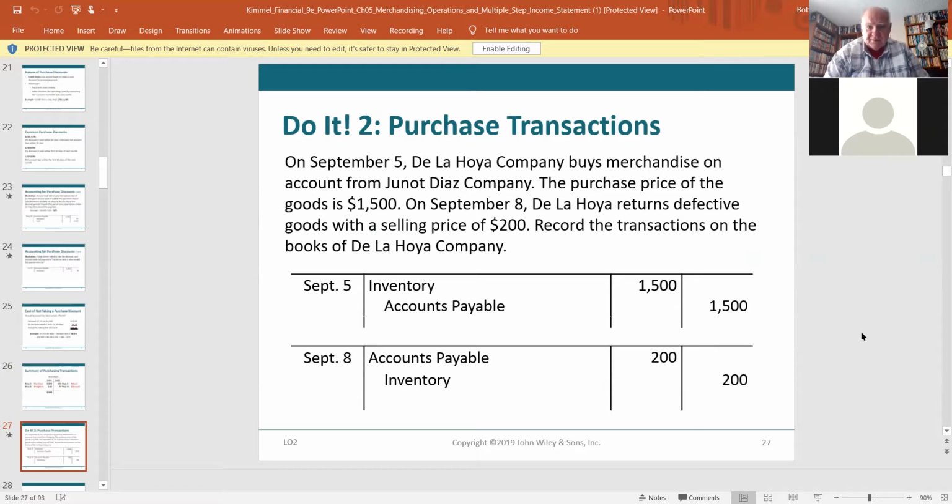Purchase transactions. De La Hoya bought merchandise. You debit inventory and you credit accounts payable, and then they return them. We're going to do the opposite. We're going to debit accounts payable and credit the inventory.